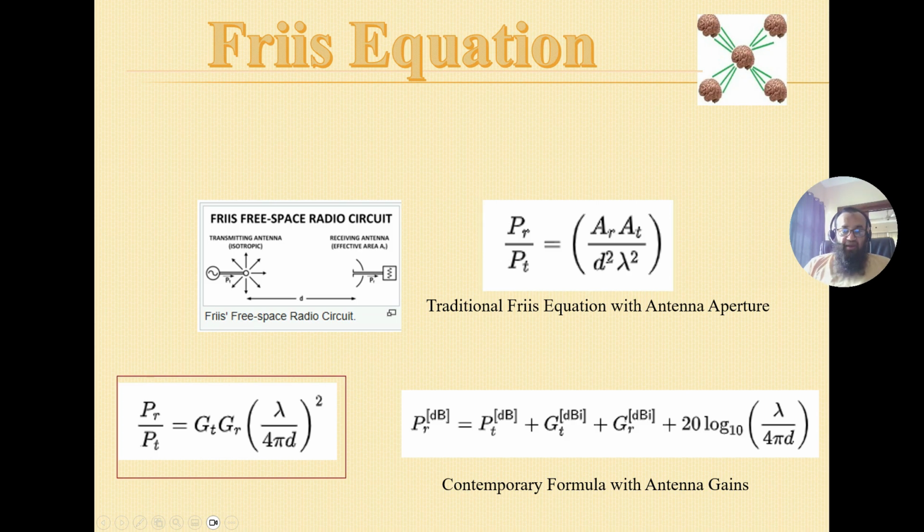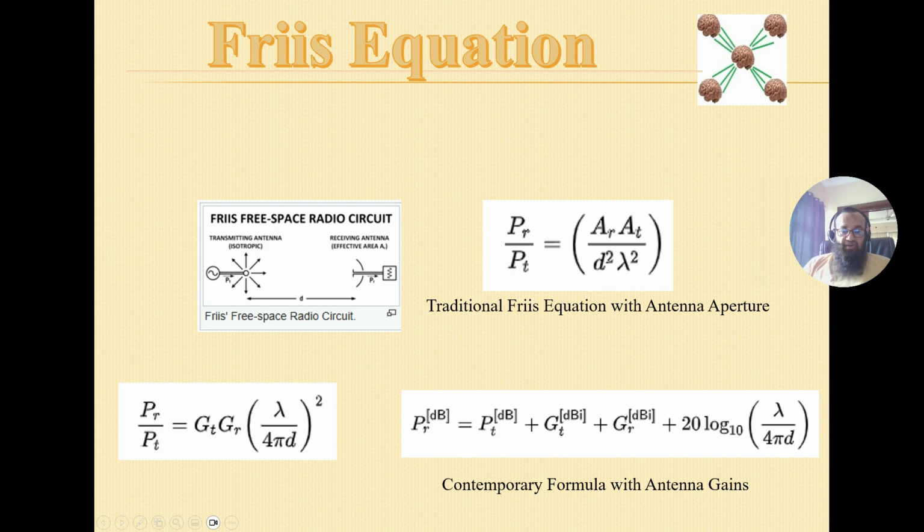But in the contemporary formula, what we did is that we removed this aperture and we use the antenna gains, because aperture is a bit confusing value, and antenna gain depends on a bit more values, and it's not only the aperture. Aperture may be the same for two antennas, but one antenna may have a higher gain because of how it is made and what kind of material is used. So gain is a better value with respect to aperture.